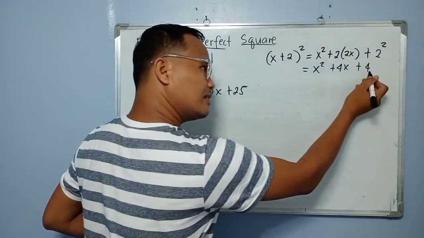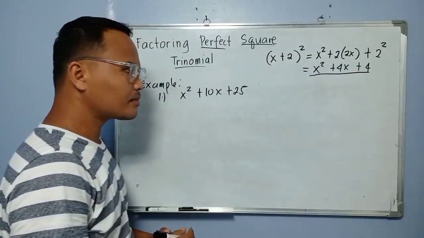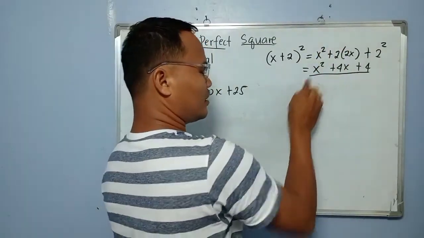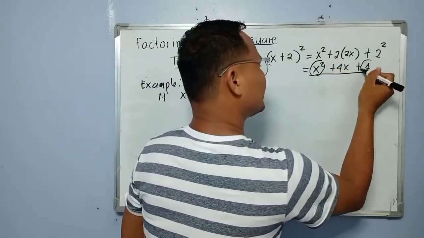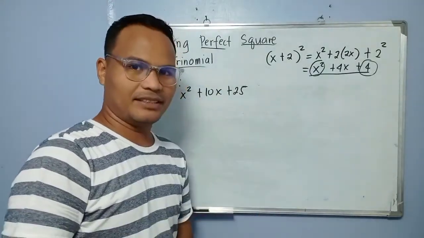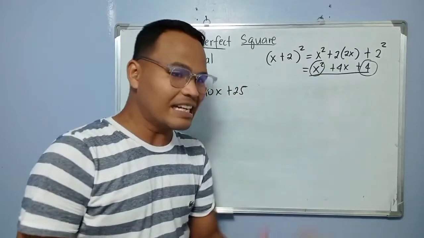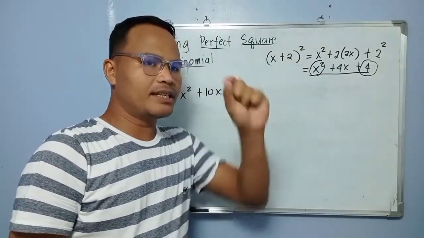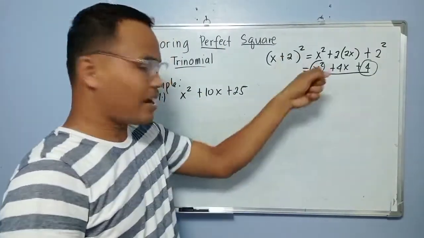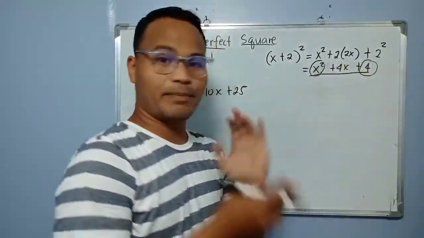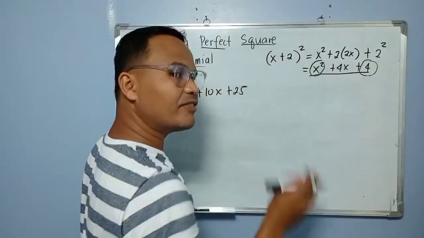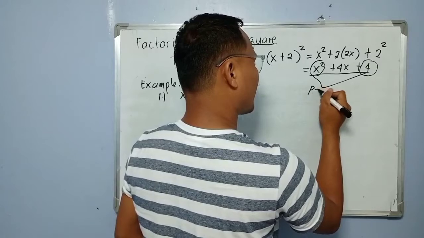Now, this is called a perfect square trinomial. If you observe in this trinomial, the first and the last term, or the first and the third term, is a perfect square number. As I said earlier, if a number is squared, the result is a perfect square number. So therefore, x squared is a perfect square number. 4 is a perfect square number. The first term and the third term are perfect square numbers.